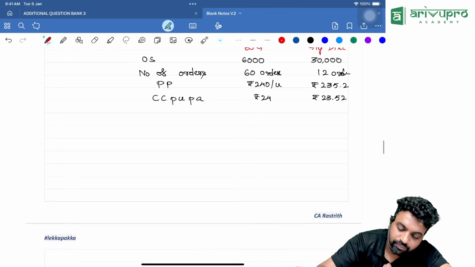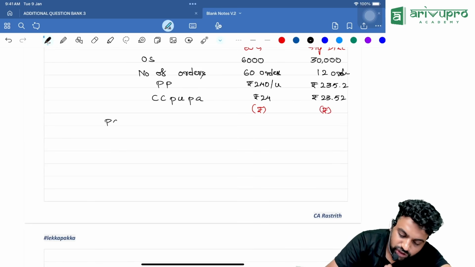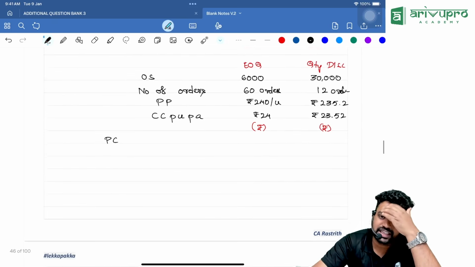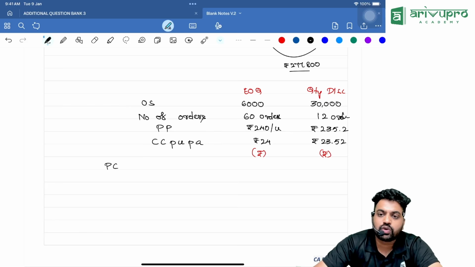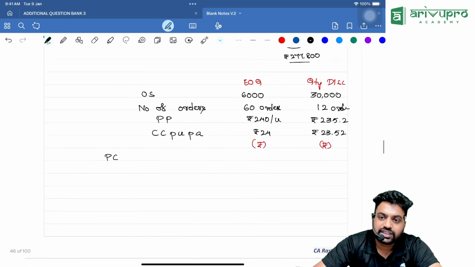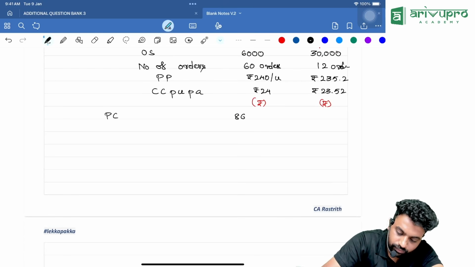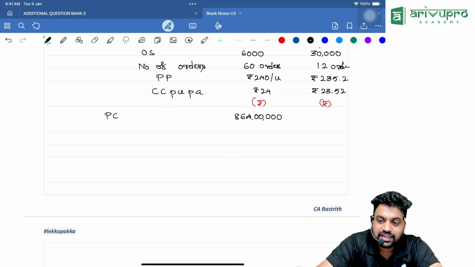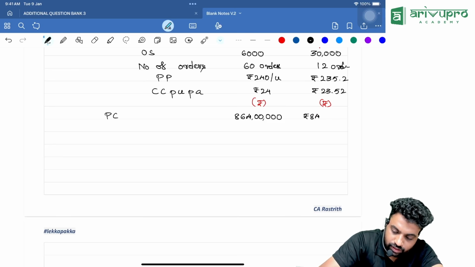So first, we have to find out the purchase cost. Guys, purchase cost would be very simple. Number of units to be purchased during that particular year, 3,60,000, into, in case of EOQ, the price per unit of 240. So 3,60,000 into 240 is 8 crore 64 lakh. Next one, it is the same 3,60,000 you have to buy, but at the rate of 235.2. That is 8 crore 46 lakh 72,000.